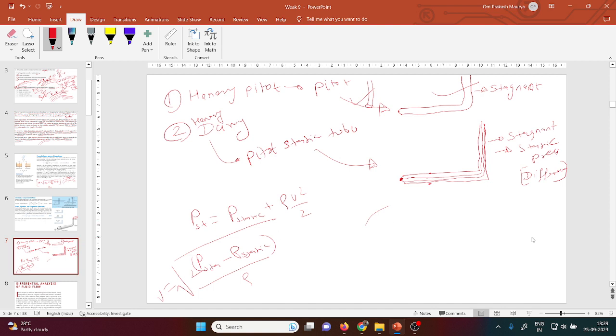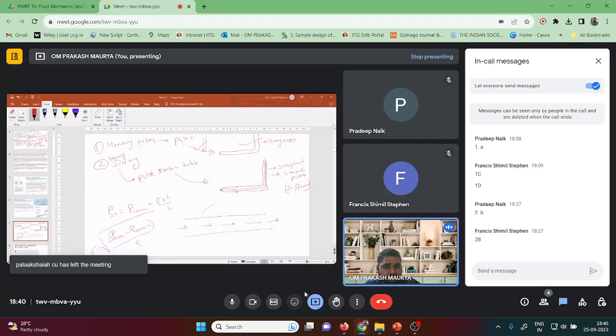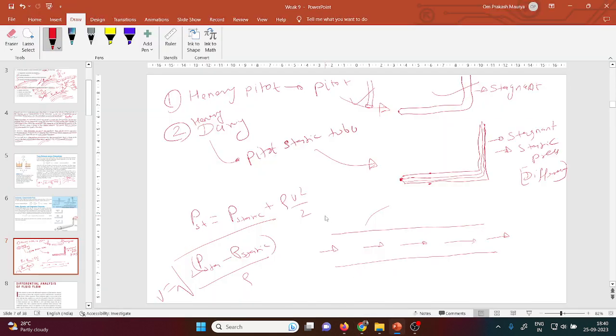But one thing is very important. Here P static does not mean what you might think, because in the pipe the fluid is moving. P static does not mean the pressure of water, liquid or gas at rest. Okay, the P static concept is very important.